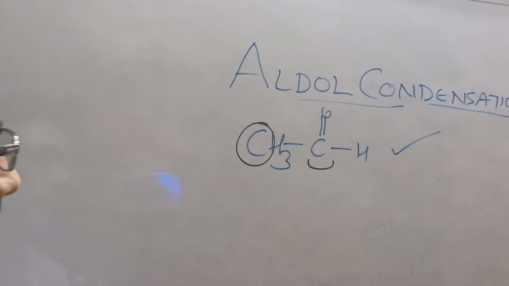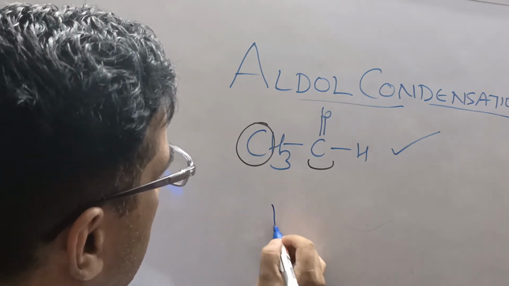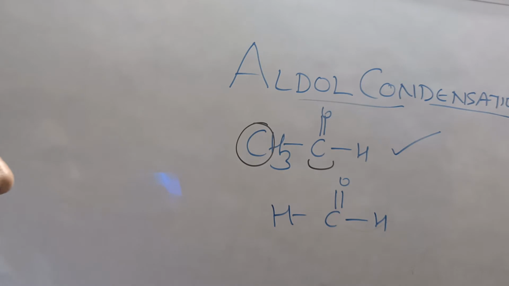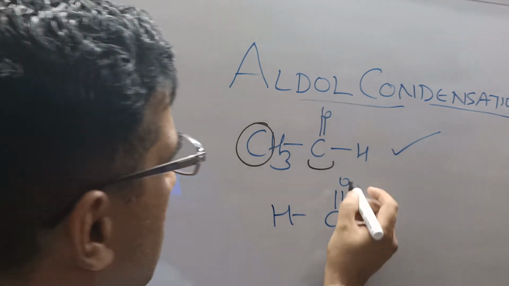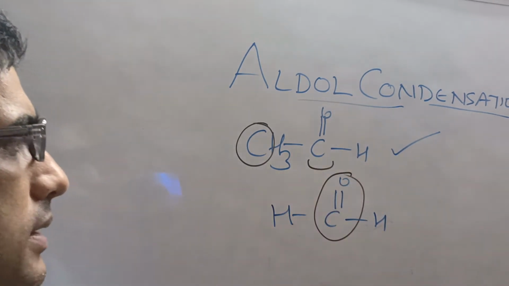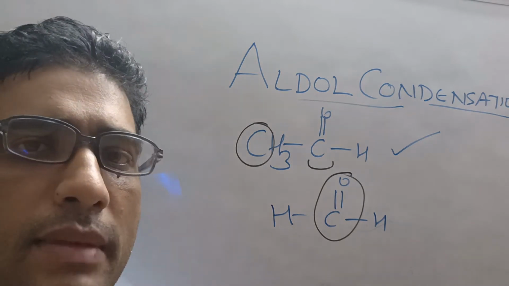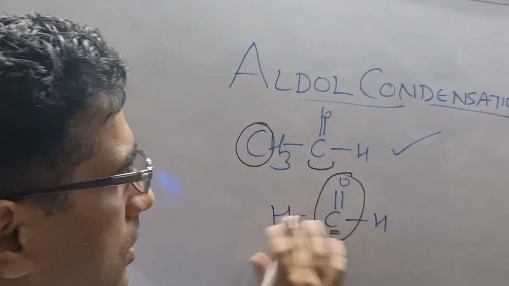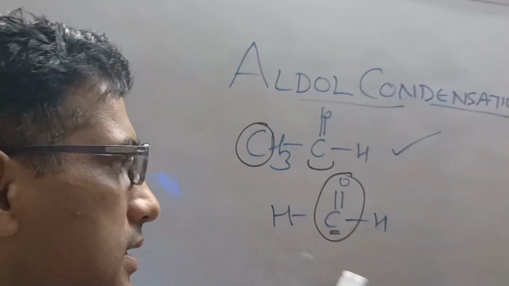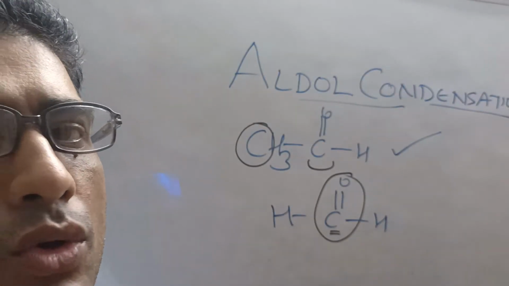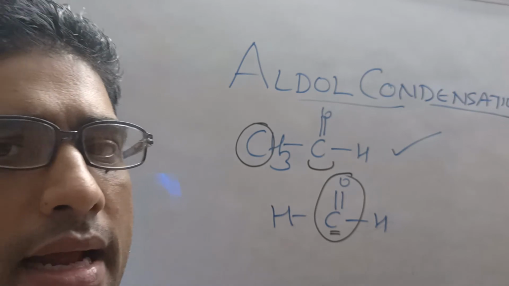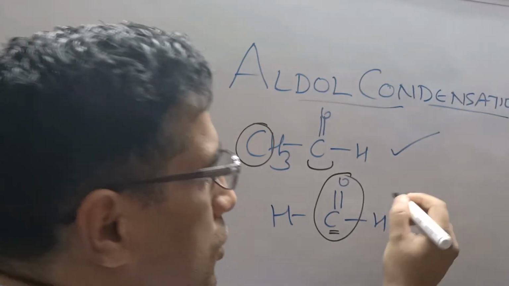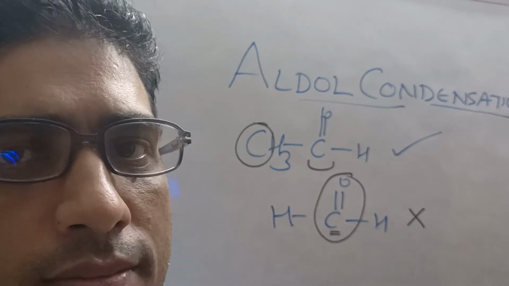Let us take another example. This is formaldehyde. This is carbonyl carbon. Is there any carbon atom attached directly to this carbonyl carbon atom? No. Therefore, we can see there is no carbon atom over here. So we can say it does not have alpha carbon and hence it does not have alpha hydrogen. Hence, this will not show aldol condensation.